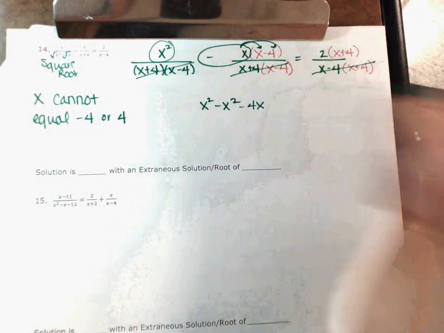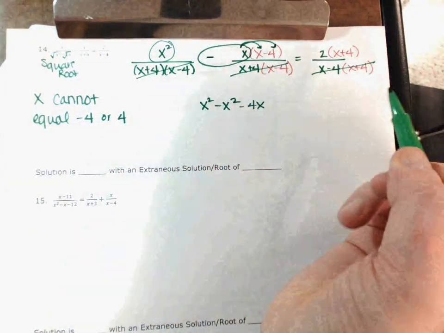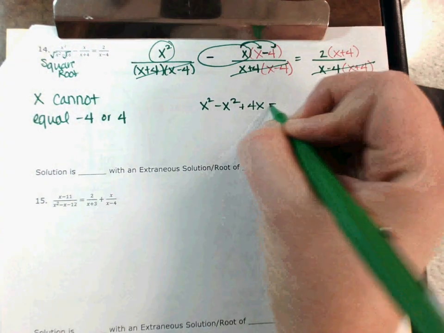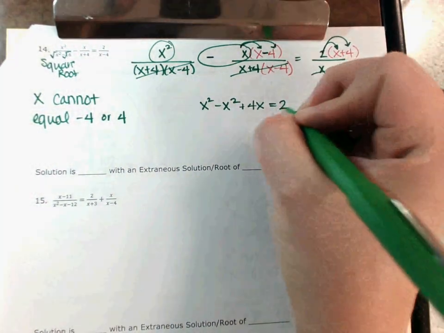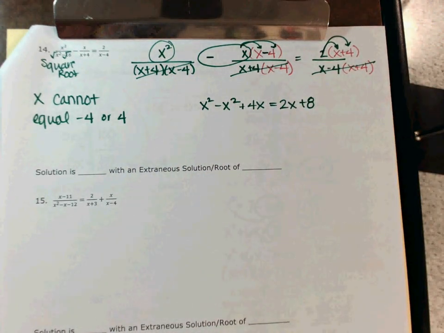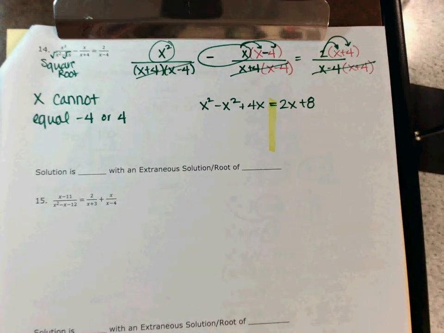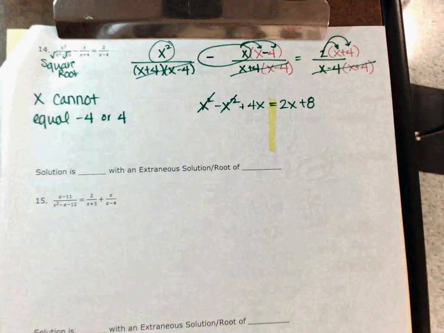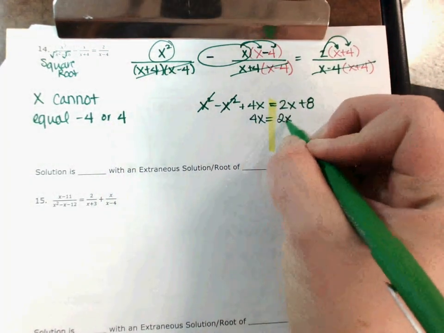-4x. Oh wait, is it -4x? If this is a negative here too, and a negative there, that's going to be a plus 4x. Good. Other side, 2 times x is 2x, 2 times 4 is 8. Then remember, you drop your railroad tracks. And what is x squared minus x squared? 0. They cross out. So then I have 4x equals 2x plus 8.